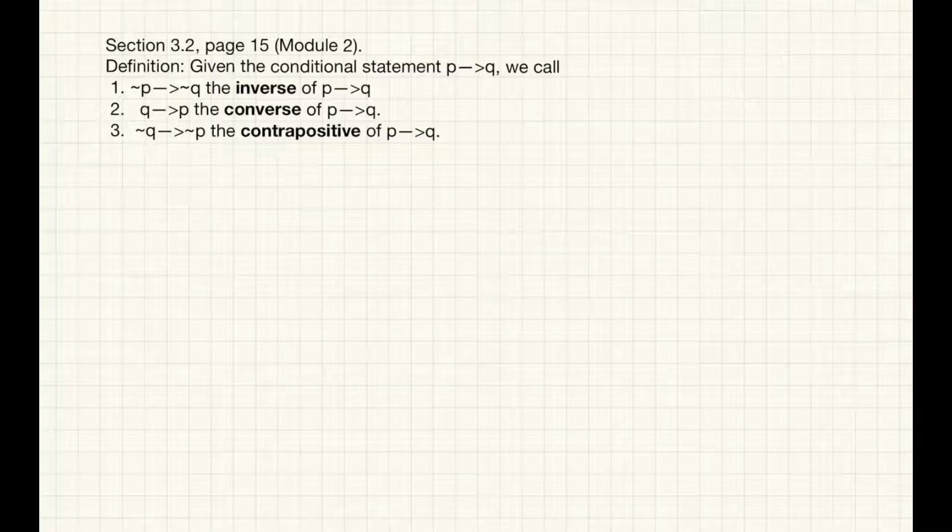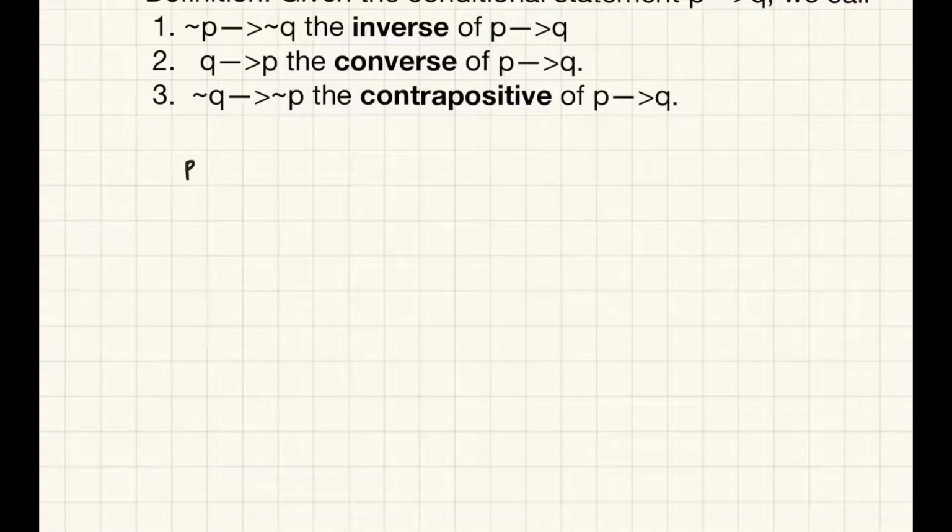So for section 3.2, page 15 of module 2, we have the definition. Given the conditional statement, if P then Q, we call the statement, if not P, then not Q, the inverse of if P then Q. The statement, if Q then P, is the converse of if P then Q. And the statement, if not Q, then not P, is the contrapositive of the statement, if P then Q.